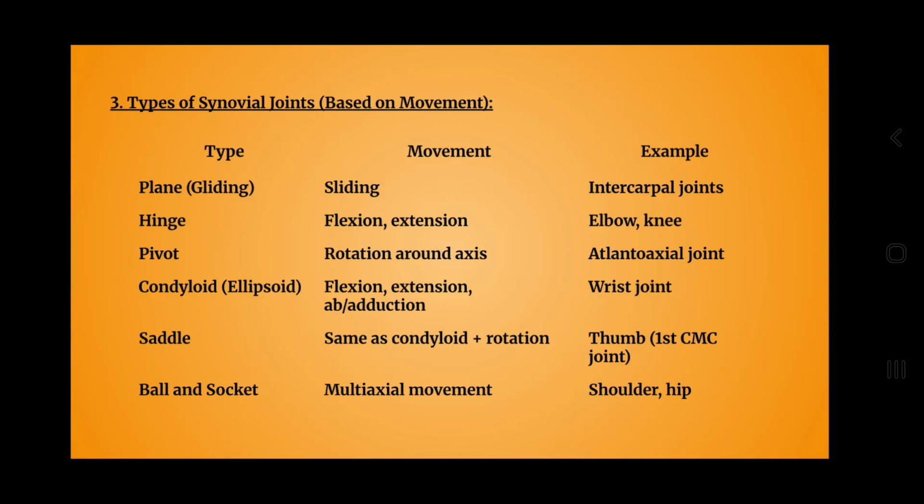Condyloid or ellipsoid joint. The movement is flexion, extension, abduction, or adduction. Examples are wrist joint, frequently examined in trauma and arthritis. Saddle joint. The movement is the same as condyloid plus rotation. Example, first carpometacarpal, the thumb, often affected in osteoarthritis. Ball and socket joint movement is multi-axial, allows the widest range of motion. Examples are shoulder and hip. Key focus in dislocation, fractures, and arthritis.